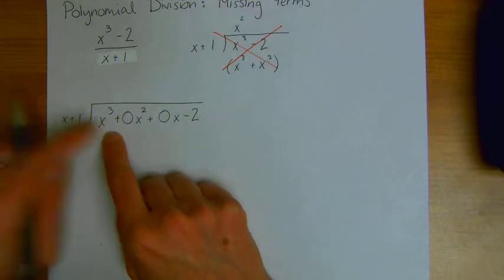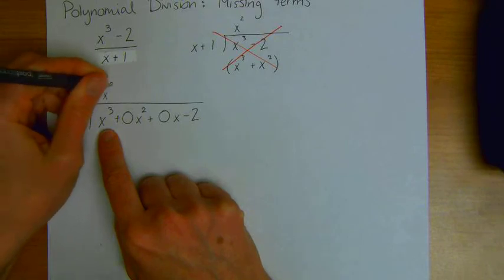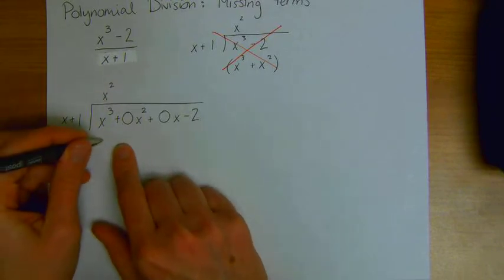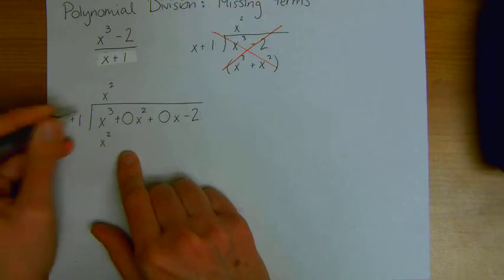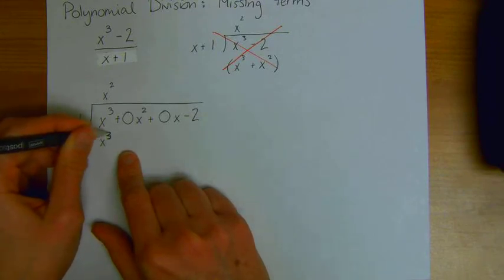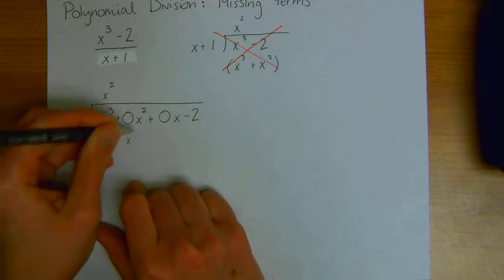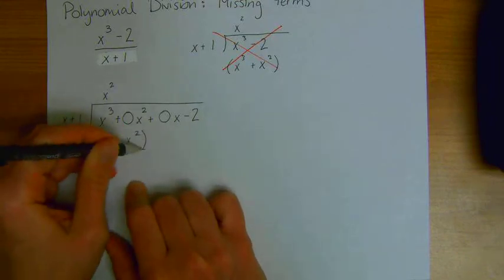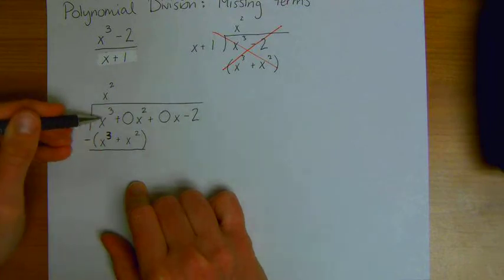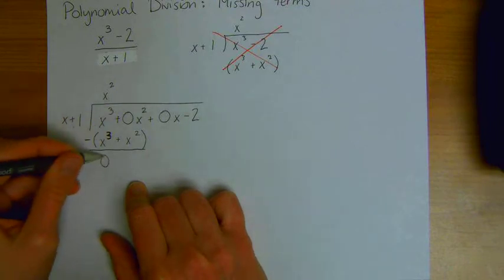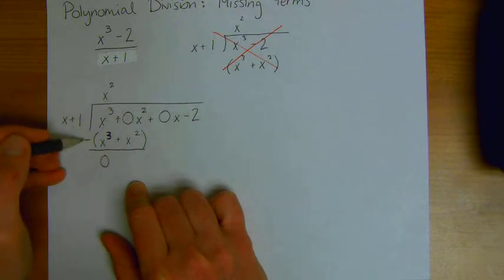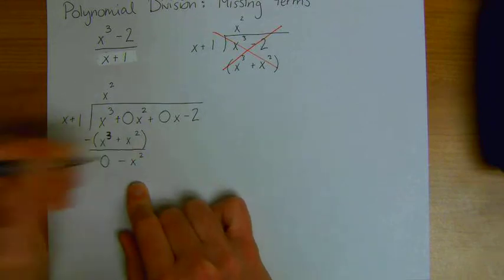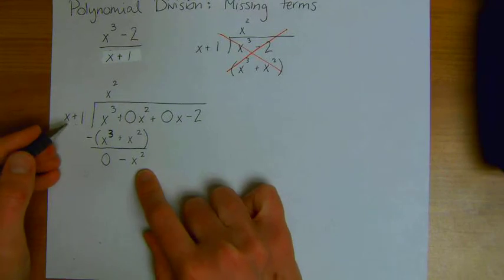x times what is x cubed? It's x squared. Multiplying x squared times x plus 1, I get x cubed plus x squared. I subtract. x cubed minus x cubed is 0. 0 minus x squared is negative x squared. And we do the next step.